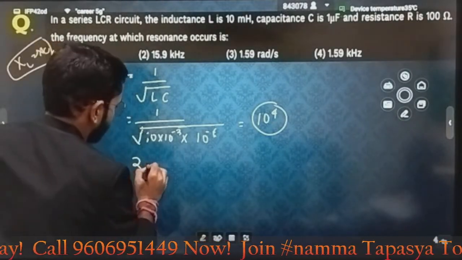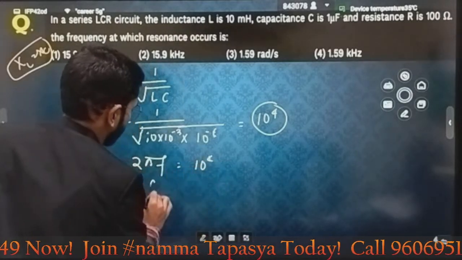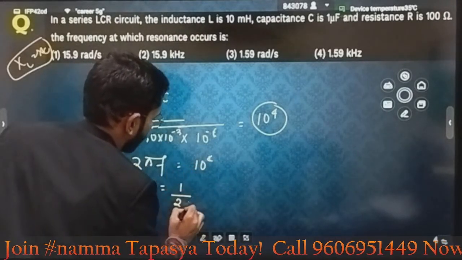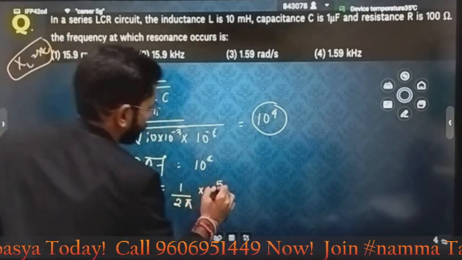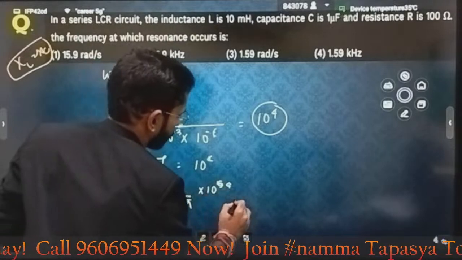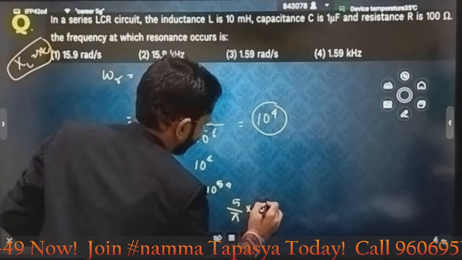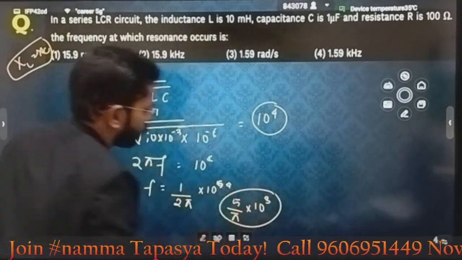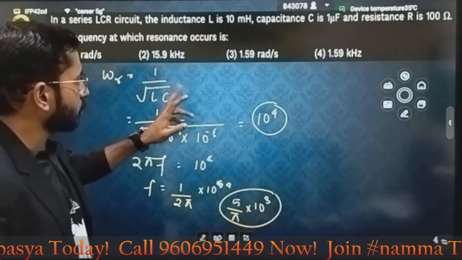Now what I have to do, this is omega. Omega can be written as 2 pi f, and I have to calculate this frequency. That means frequency will be equal to 1 by 2 pi into 10 power 5. Oh, sorry, 4. So take it as 5 by pi into 10 power 3. So it will be something in kilohertz, correct? Now let's see which option comes.